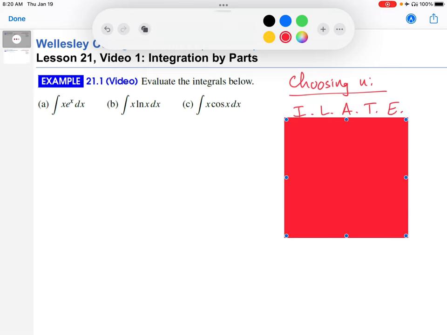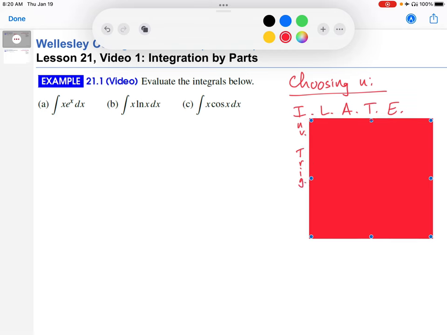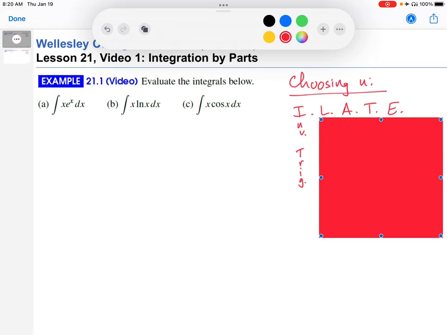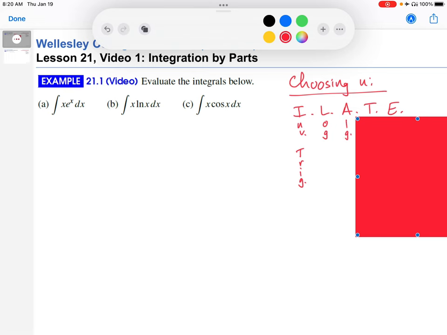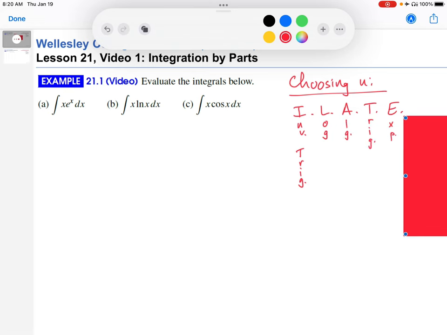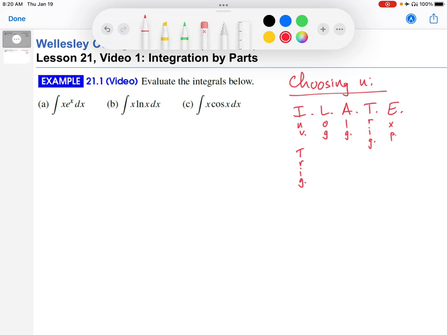This acronym reminds you that when you do integration by parts, a good rule of thumb is to choose u to be the first function in the integrand in this list from left to right. So if there are any inverse trigonometric functions in the integrand, try u to be those first. If there are any logarithmic functions, that's your next choice. And then if there are any algebraic functions, that's your next one. Any trigonometric functions, any exponential functions. So choosing u is choosing the first function in the integrand that appears on this list from left to right. I'm going to leave this there so that we can use it in the examples.